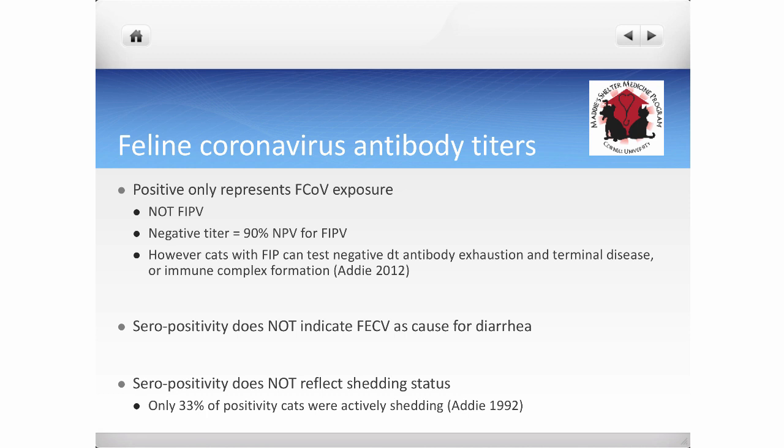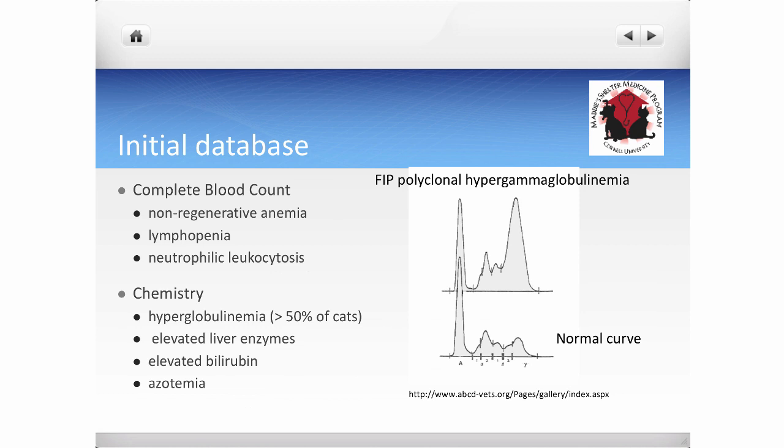Seropositivity is not going to say, if you're positive for coronavirus, that doesn't mean it's the cause of your diarrhea. So that's fairly obvious from what I said earlier. And seropositivity does not reflect shedding status. So I cannot use serology to predict who's shedding coronavirus in my shelter. That would not be a correct use of that test. And in a test that Dr. Addie did, only 33% of positive cats on serology were actively shedding virus at that time.